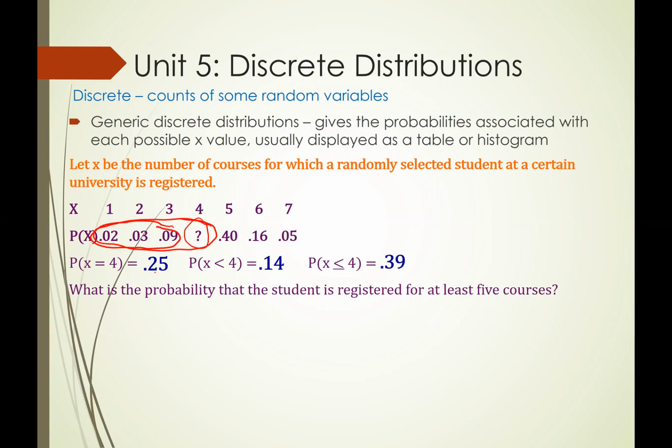What is the probability the student is registered for at least 5 courses? So I want the probability X is greater than or equal to 5. So it's going to be everything greater than or equal to 5. So 0.4 plus 0.16 plus 0.05.